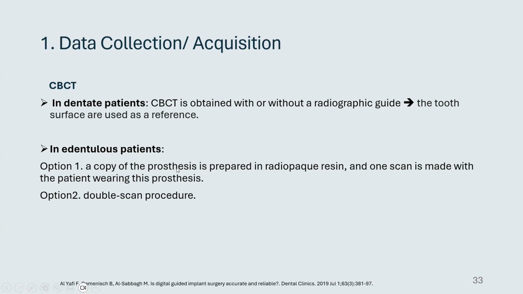For edentulous patients, we have two options. The first option, we make a copy in a radio-opaque resin of the patient's prosthesis, and then the patient is asked to take one scan with the prosthesis in the mouth. And the other option is the dual or double scan procedure.